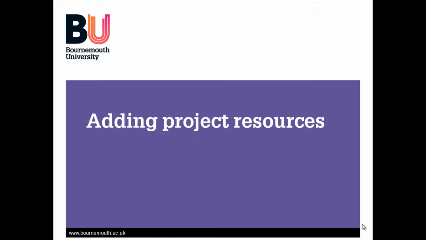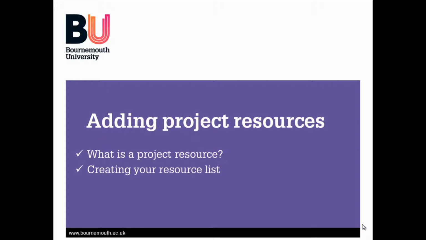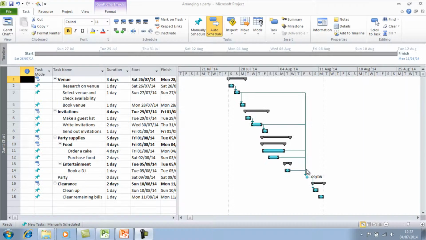In this video, we'll be looking at adding project resources. This includes looking at what is a project resource, as well as creating your resource list. So in Microsoft Project, after you have identified some of your project tasks, you can now start assigning some of those resources to help complete those tasks.